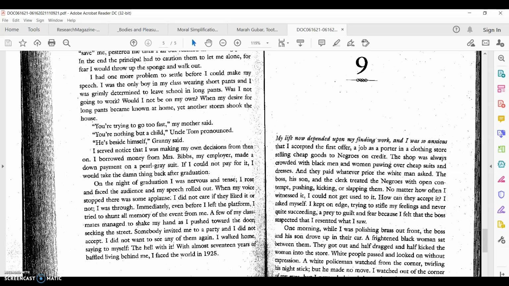A few of my classmates managed to shake my hand as I pushed toward the door, seeking the street. Somebody invited me to a party, and I did not accept. I did not want to see any of them again. I walked home saying to myself, "The hell with it." With almost 17 years of baffled living behind me, I faced the world in 1925.